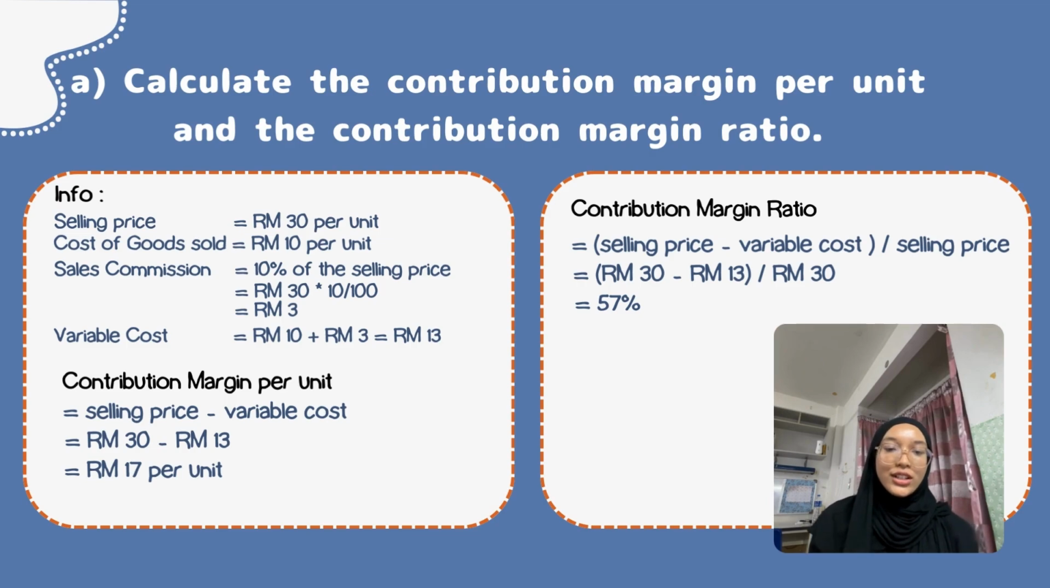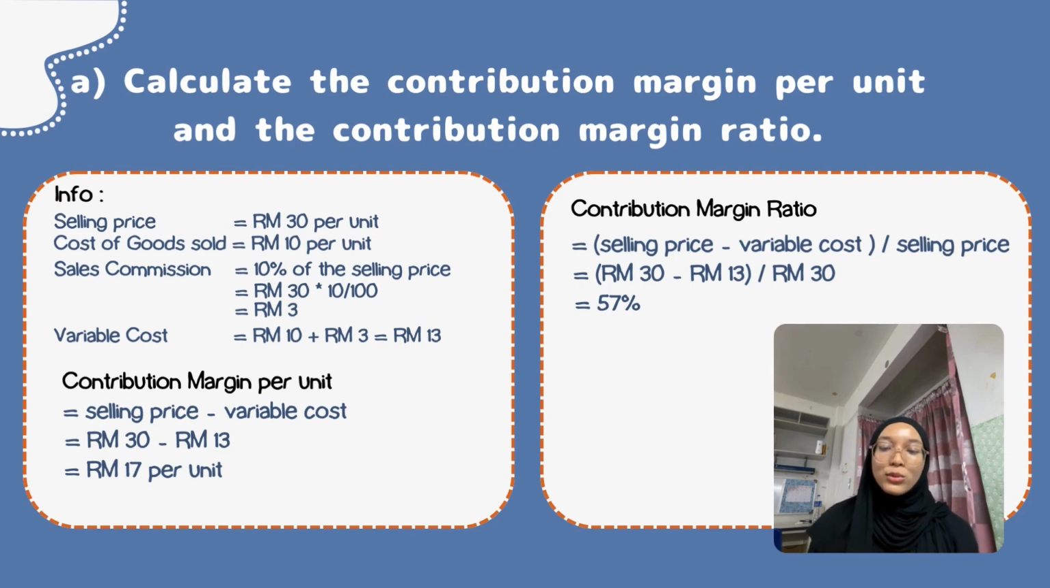For the first question, we need to calculate the contribution margin per unit and the contribution margin ratio. The information from the question is: selling price is 30 ringgit per unit, cost of goods sold is 10 ringgit per unit, and sales commission is 10% of the selling price. So the variable cost is 13 ringgit per unit. The formula for contribution margin per unit is selling price minus variable cost. So 30 ringgit minus 13 ringgit equals 17 ringgit per unit.